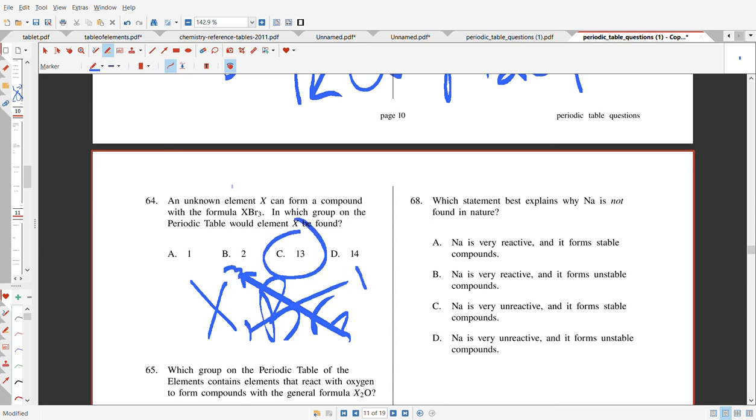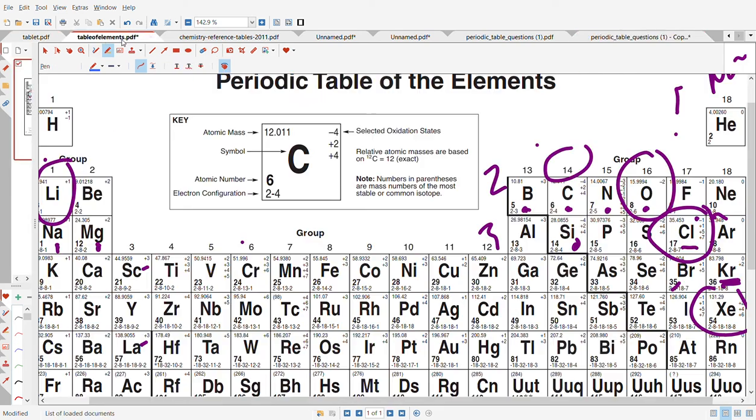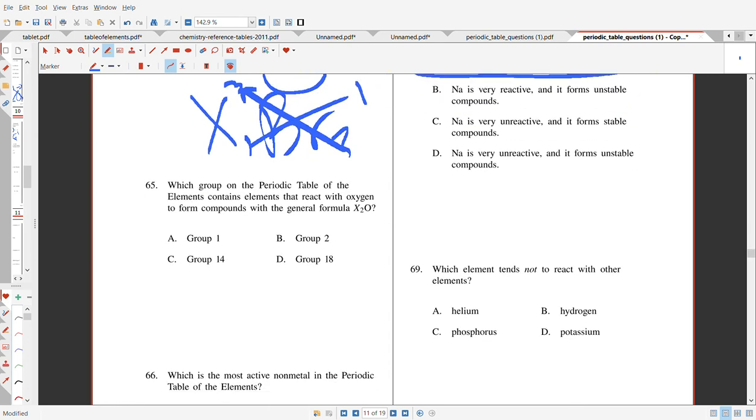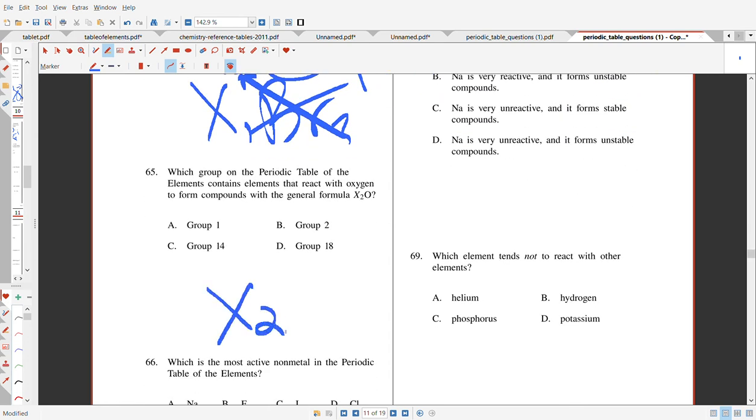Group 13, if you look it up, they want to know what's the charge. If you notice, they all have a +3 charge. And then it is not found in nature as an element because it's found as a compound, since it's very reactive. Here's another one where they want to know what the charge of element X is, and it looks like it's a +1, and group 1 has a +1, group 2 has a +2.